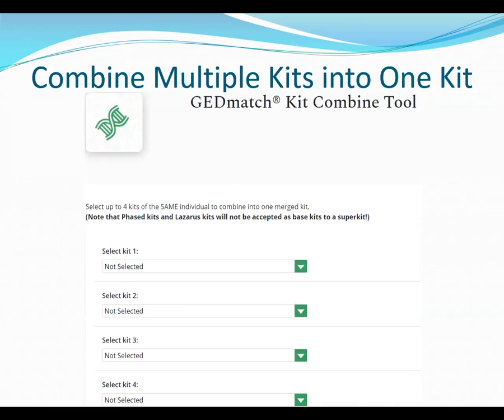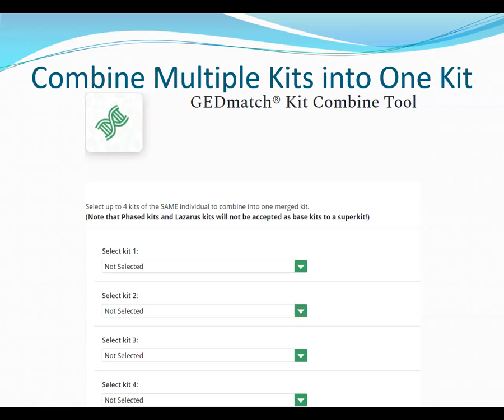Another very nice feature that GEDmatch has added is this ability to combine multiple kits into one. One thing you need to keep in mind is that some of the newer SNP chips being used, the Global Screening Array in particular, have relatively little overlap with the earliest SNP chips, which were the OmniExpress chip in general. I would suggest that you use a 23andMe version 3 kit if you have that, because that has the largest number of SNPs in it at over 900,000, and use at least one GSA chip.